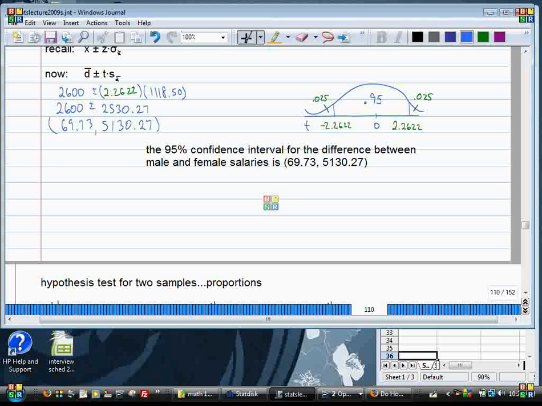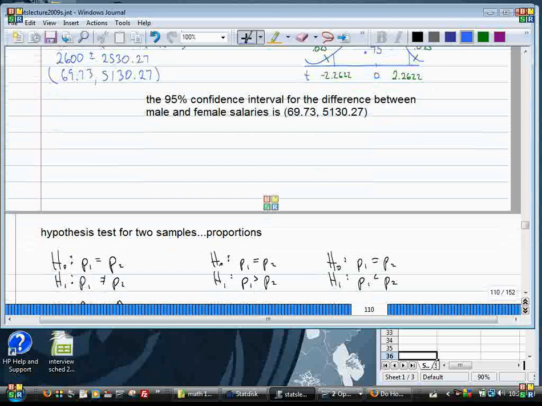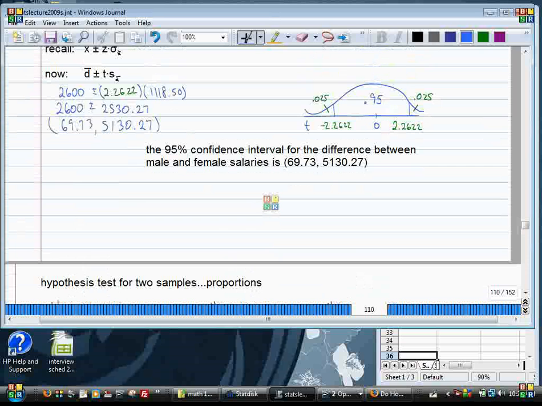And you can't take differences, it gets a little bit messier, so I'm just going to skip that. Alright, so now we're going to do this for proportions. So again, the setup is exactly the same. Hypothesis test. Again, we can do the exact same thing.